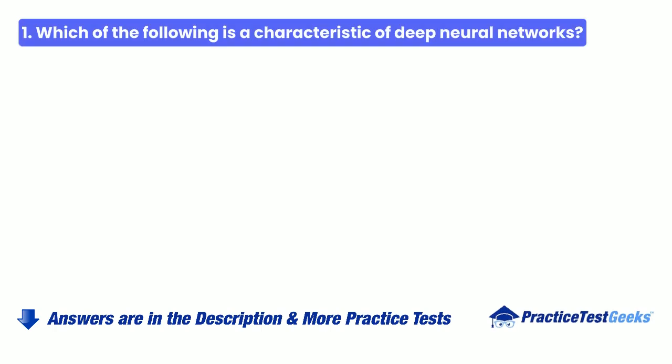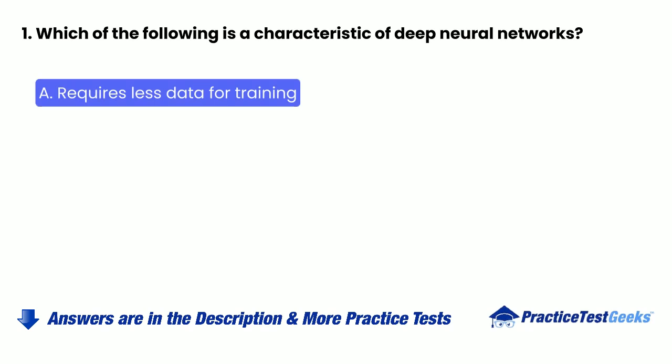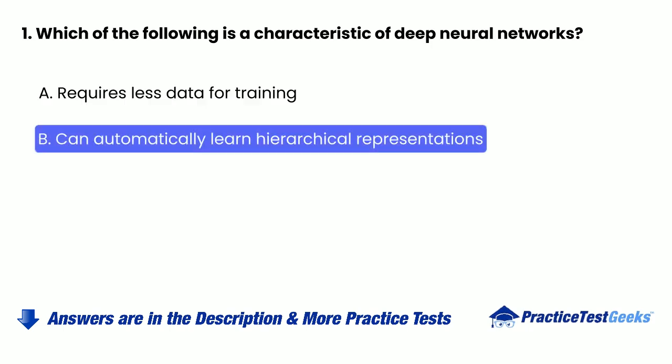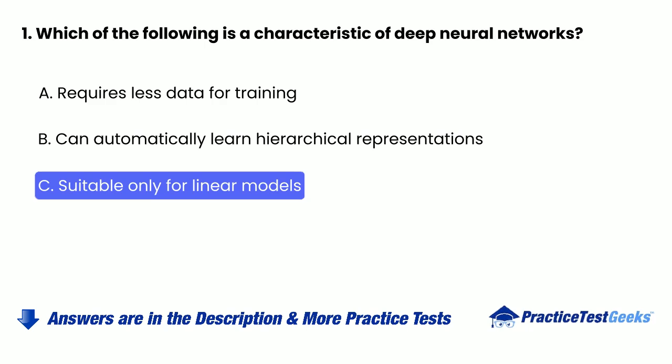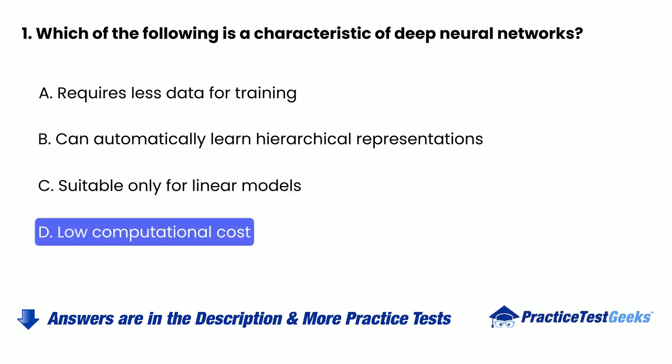1. Which of the following is a characteristic of deep neural networks? A. Requires less data for training. B. Can automatically learn hierarchical representations. C. Suitable only for linear models. D. Low computational cost.